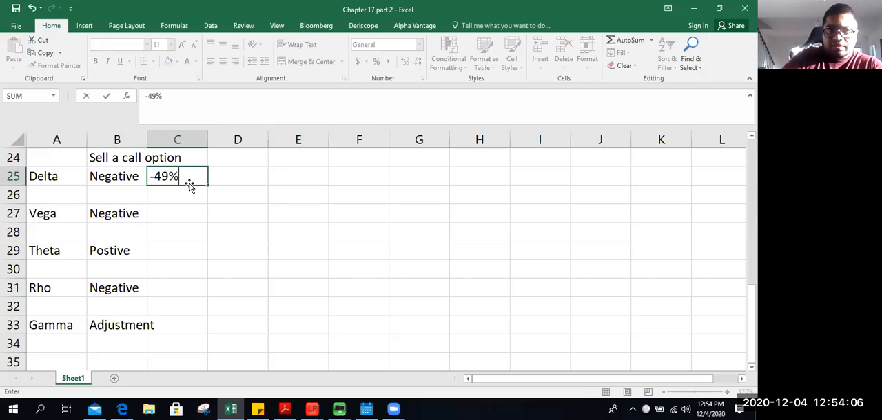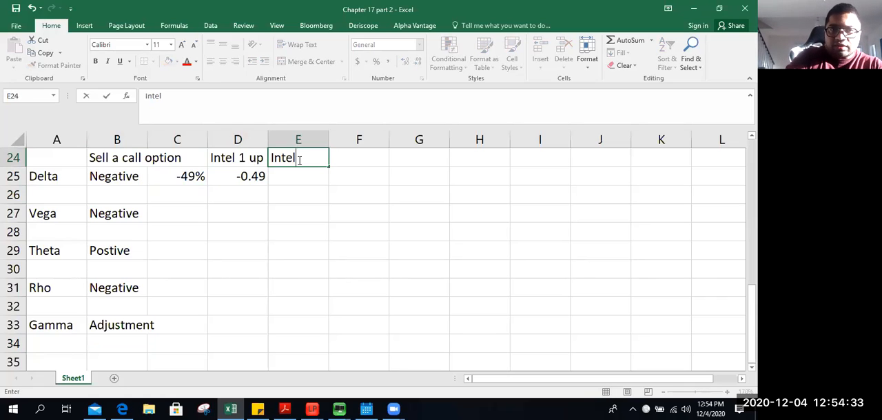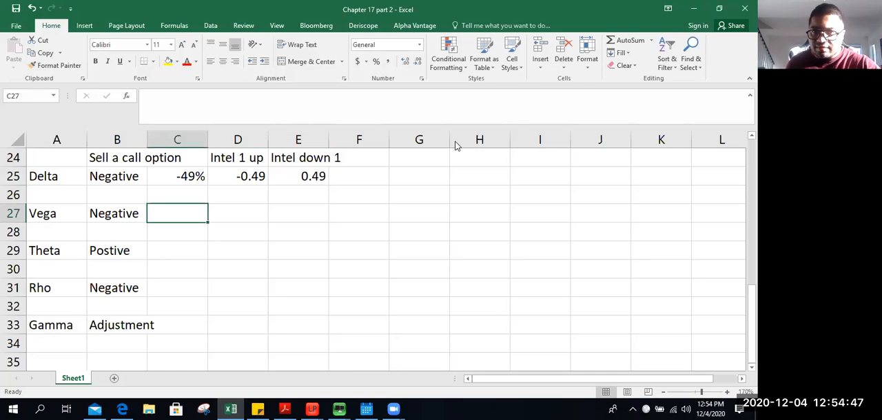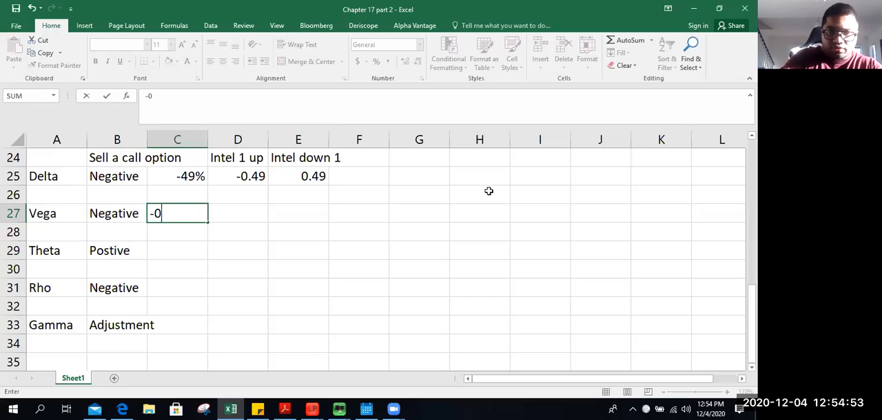Let's understand that. If Intel goes up by $1, you're going to lose 0.49 dollars, like cents. Each time Intel goes up, since delta is negative if you sell options, you're going to lose 49 cents. If Intel drops by $1, then you're going to make 49 cents. Vega is negative. What is Vega? Vega is negative 0.10.